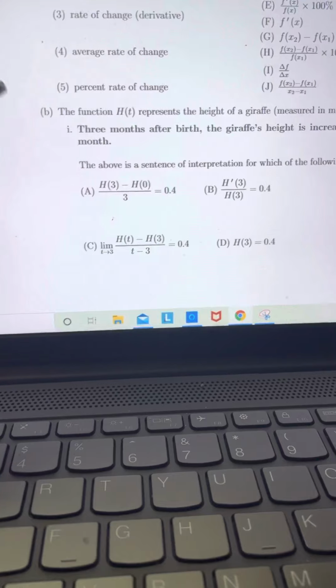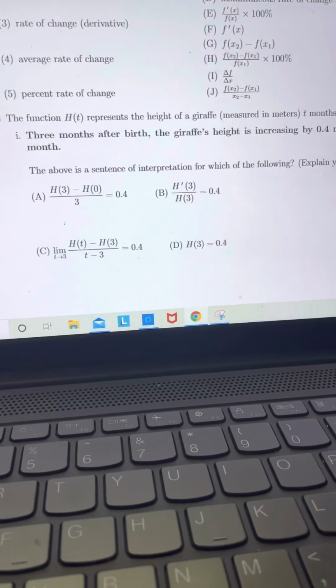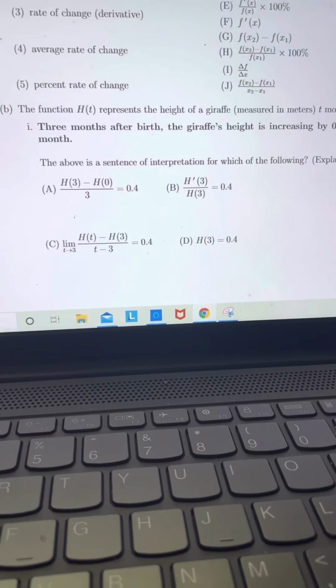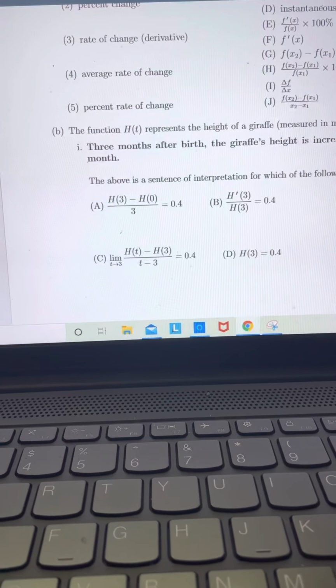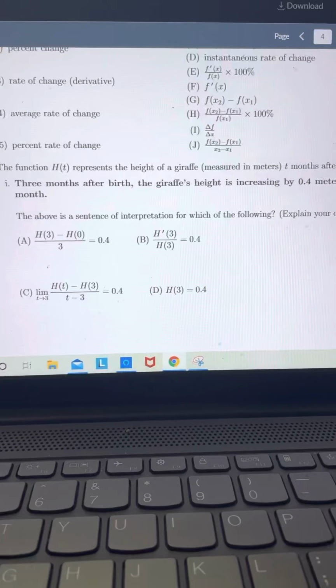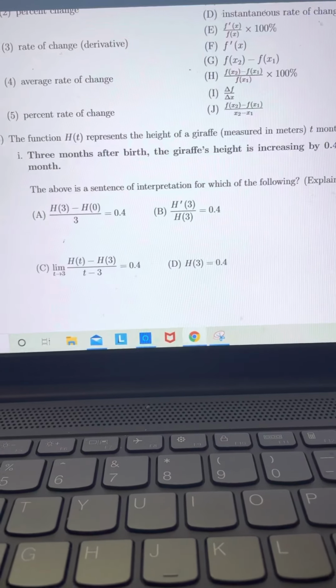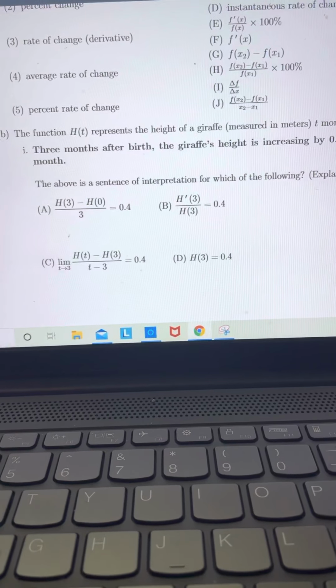I basically realized that equals change in height over change in time, whereas A did not equal change in height over change in time. And A basically doesn't take into account the 3 months. It starts the 3 months before birth and not the 3 months after birth for when you start.